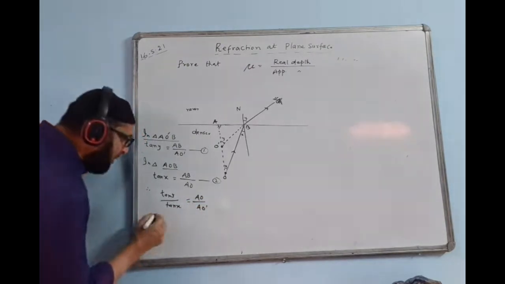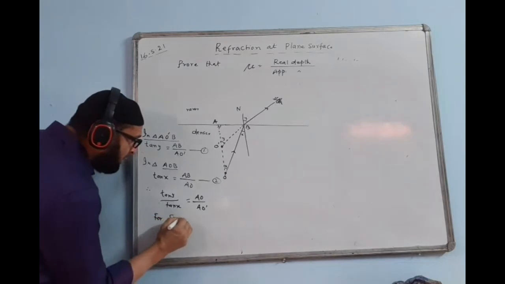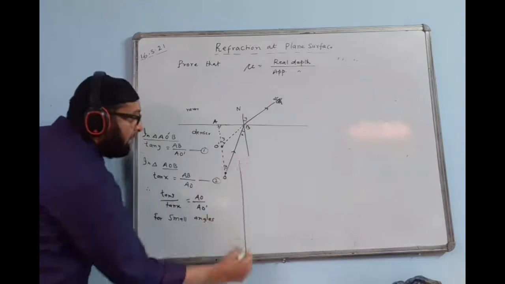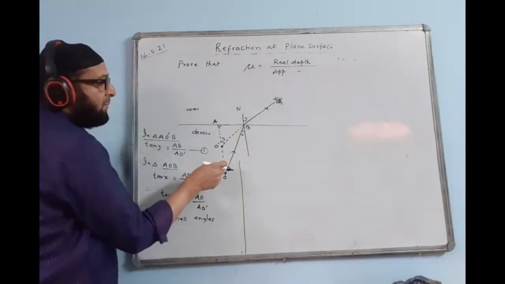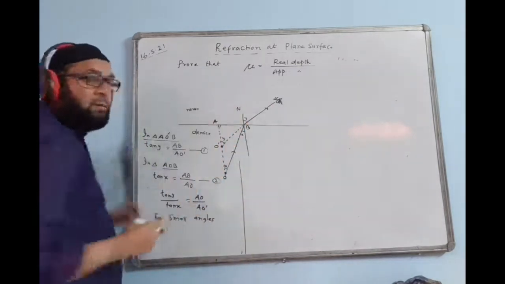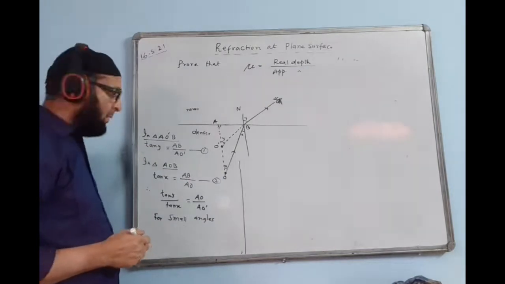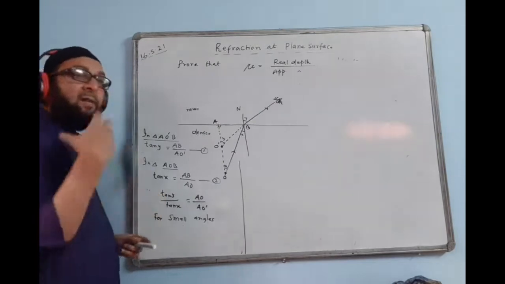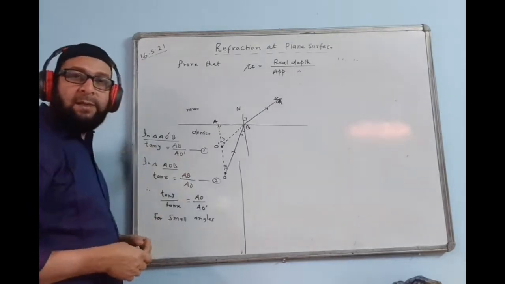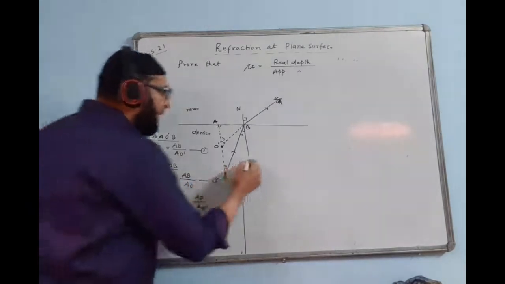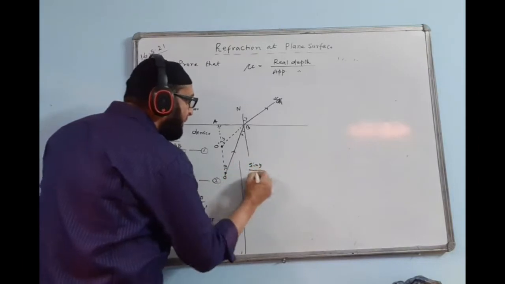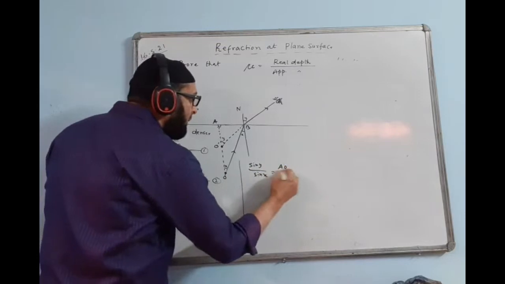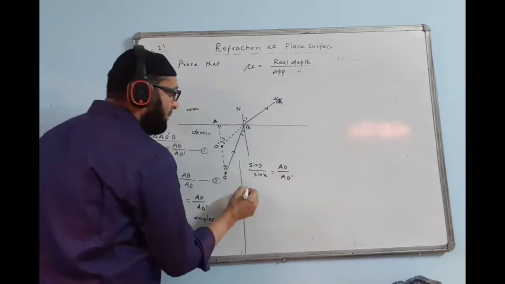We write here, for small angles. These angles are small, because we are viewing this object very close to the normal, just vertically above we see it. That means angles are all small. When the angles are small, tan value and sine value are equal. Tan can be replaced by sine. So instead of tan, I write sine. Right here, sine Y by sine X, and this side I write AO by AO dash.